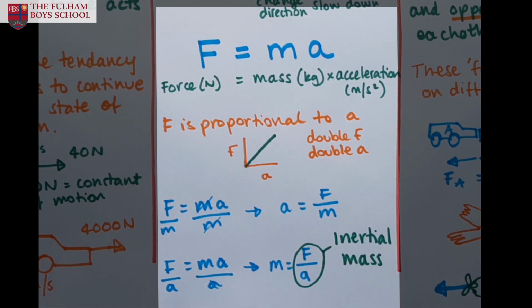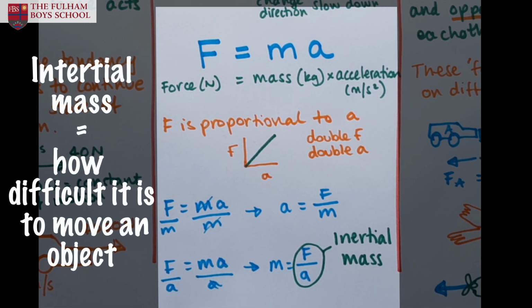And force divided by acceleration is a special value. It's called the inertial mass, and the inertial mass is a measure of how difficult it is to get the object to move. Right? You need to know that.